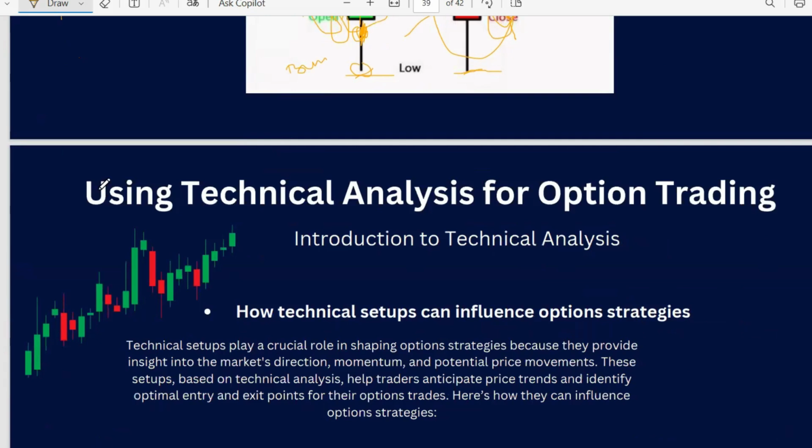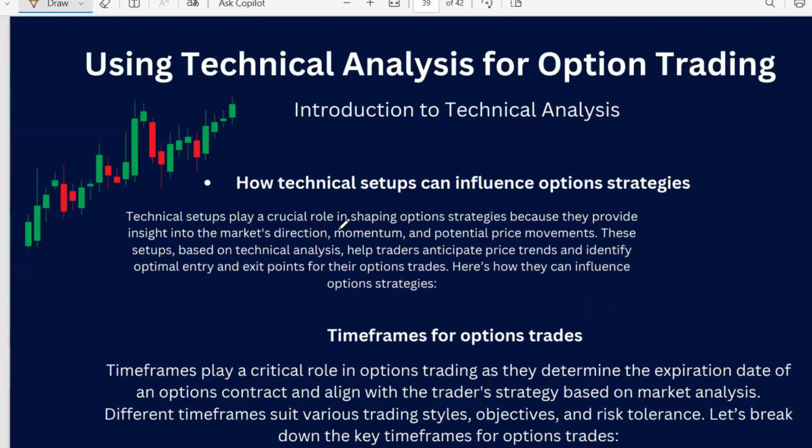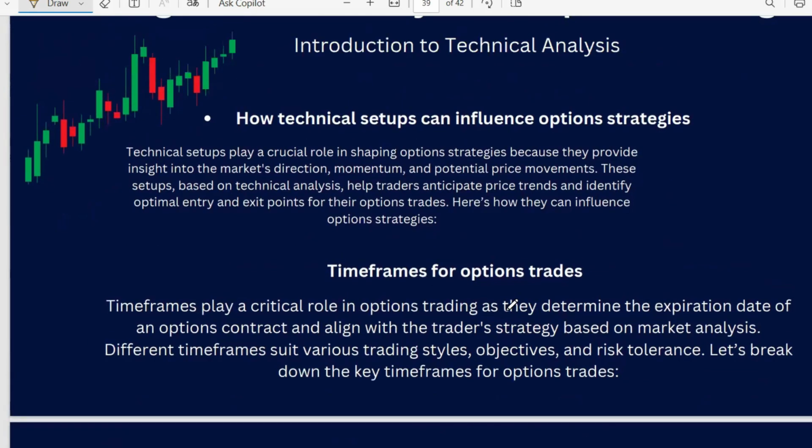So, using technical analysis for option trading, how technical setups can influence option strategies. Time frame, we got time frame. So what is the time frame? Time frame plays a critical role in option trading as it determines the expiration date of an option contract and aligns with the trader's strategy based on market analysis. Different time frames suit various trading styles, objectives, and risk tolerance.